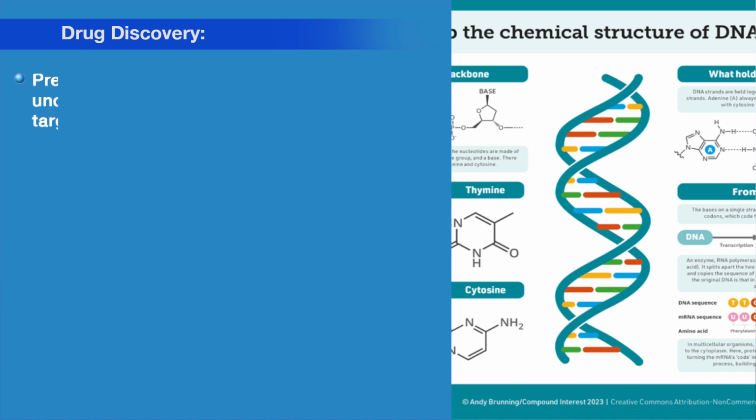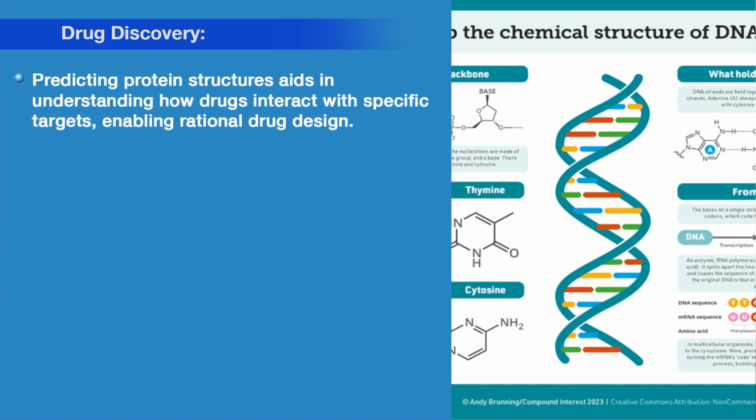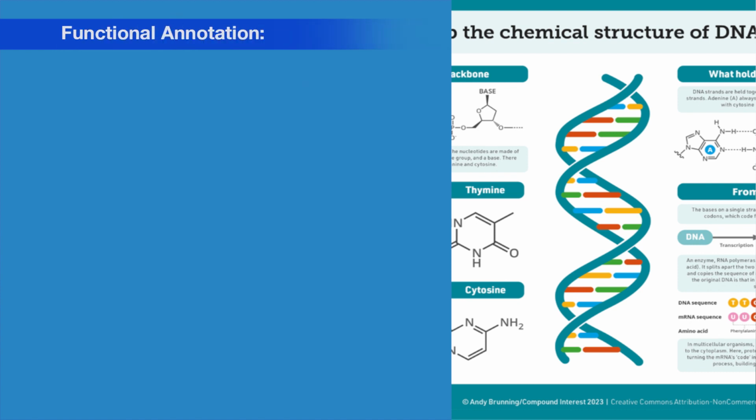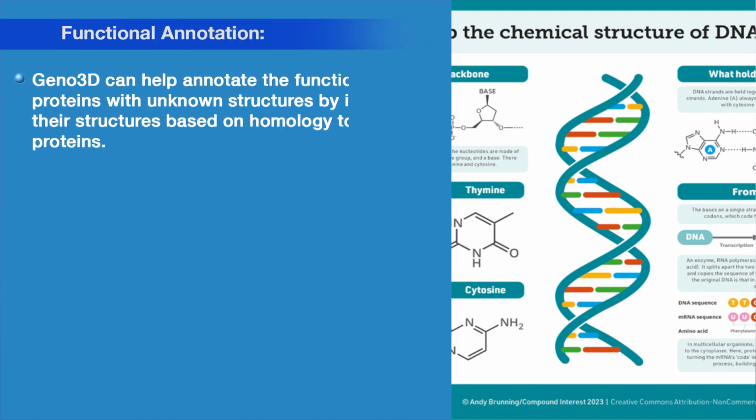Drug discovery. Predicting protein structures aids in understanding how drugs interact with specific targets, enabling rational drug design. Second is functional annotation. Geno3D can help in annotating the functions of proteins with unknown structures by inferring their structures based on homology to known proteins. This functional annotation can also be done through Geno3D.